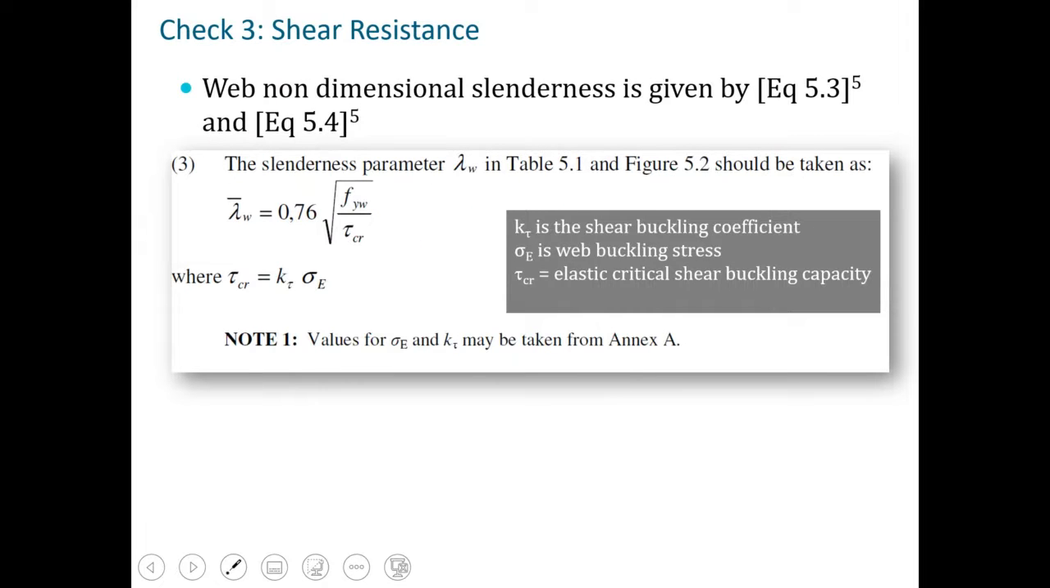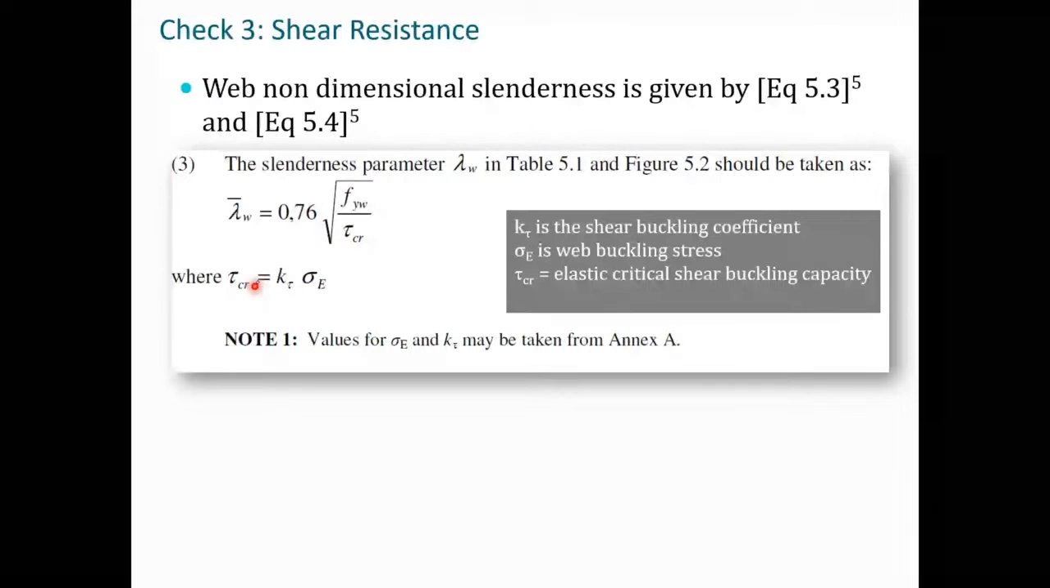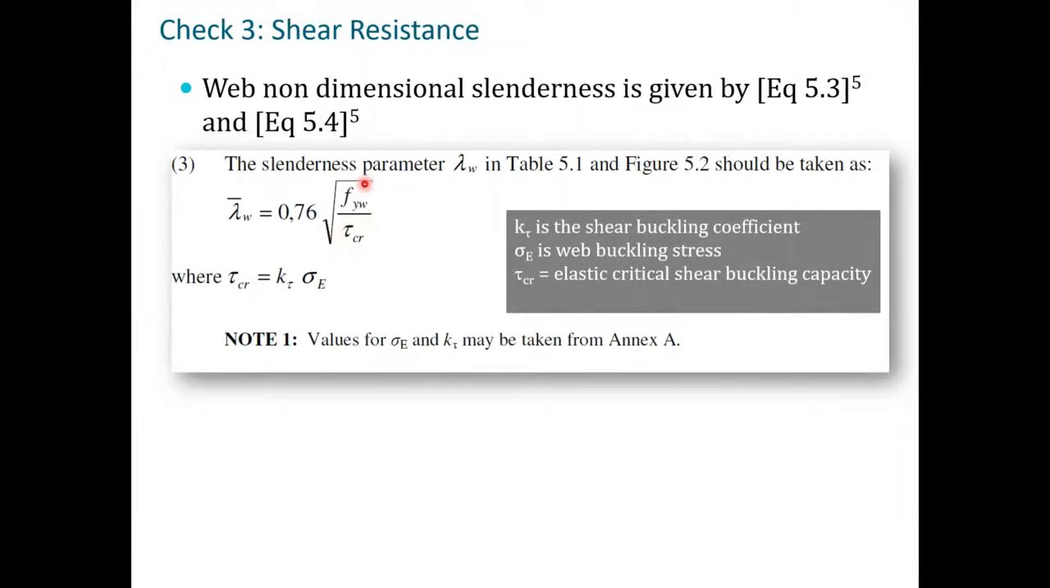And the normalized slenderness value is given from table 5.1 and figure 5.2 within Eurocode 3, part 1, part 5, which is 0.76 into the square root of the yield strength of the material divided by the elastic critical shear buckling capacity of the section. The elastic critical shear buckling capacity of the section is the shear buckling coefficient times the web buckling stress in there. We'll go to Annex A to work out these two, which then we can work out the tau CR, which we put in here. We know this is 275 newtons per millimeter squared, and that gives us a normalized slenderness value.